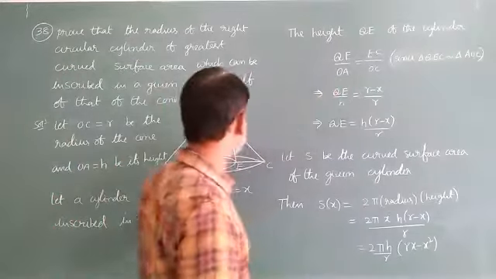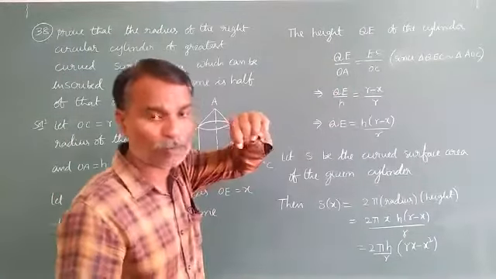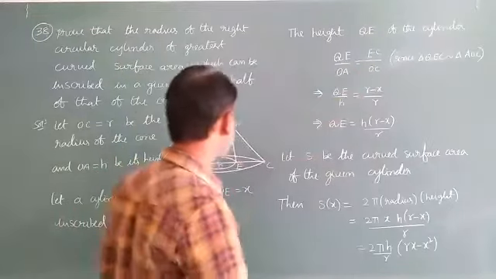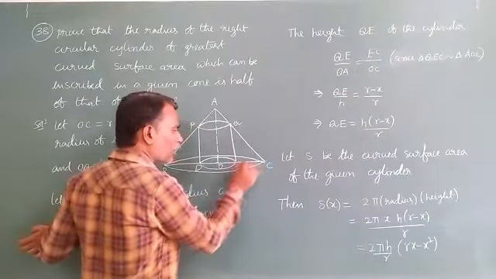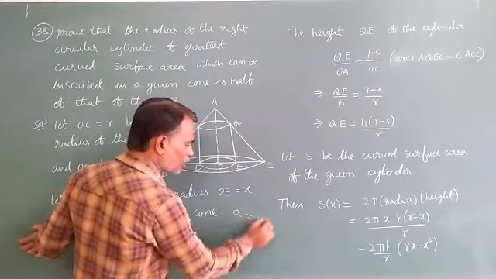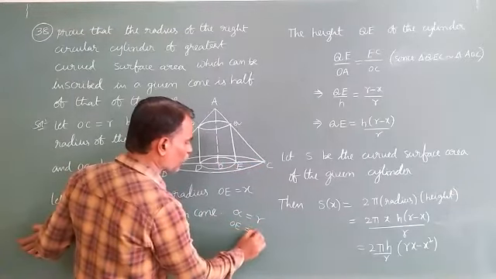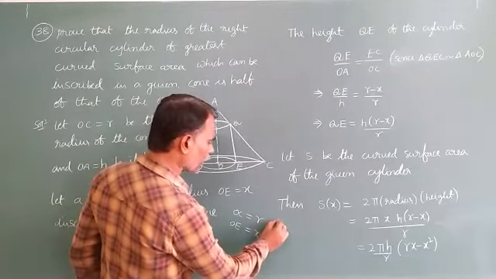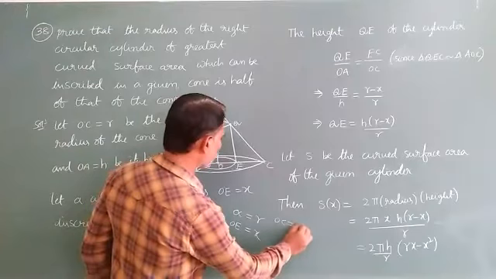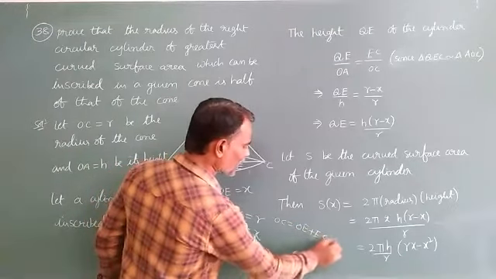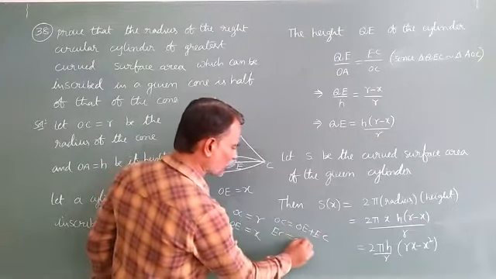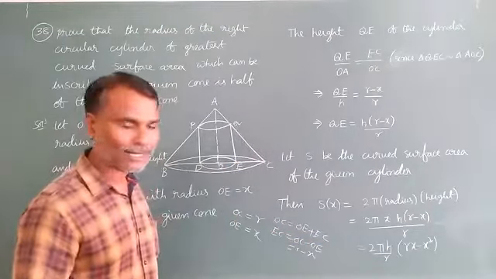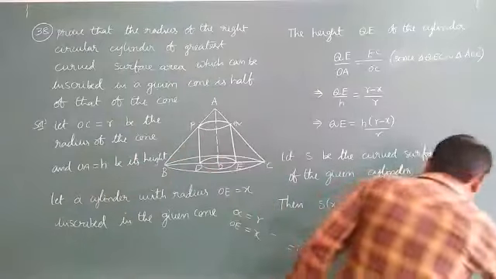QE by OA, where OA is the height of the cone. And EC means, students, this part only, Nana. Originally, OC is equal to R, OE is equal to X. But how do you get EC? OC is OE plus EC, so EC is equal to OC minus OE, that is R minus X. You will get R minus X.